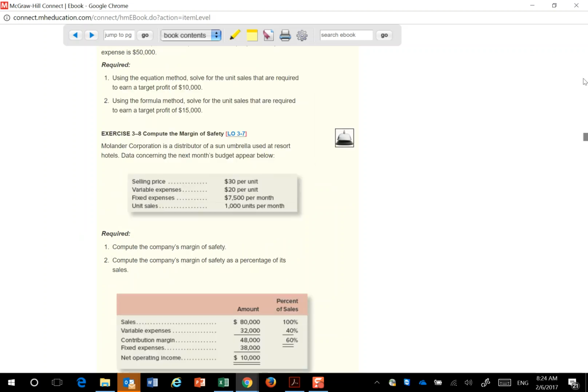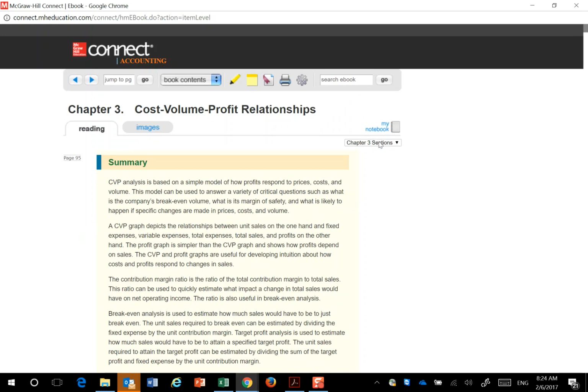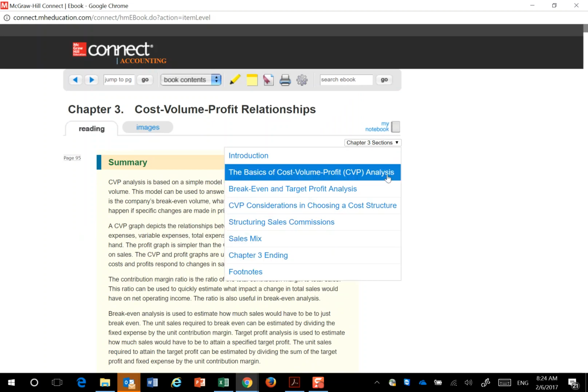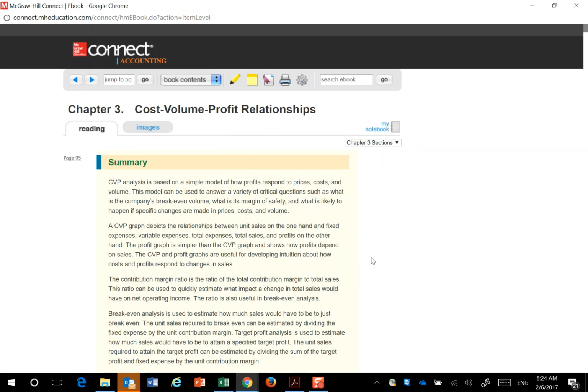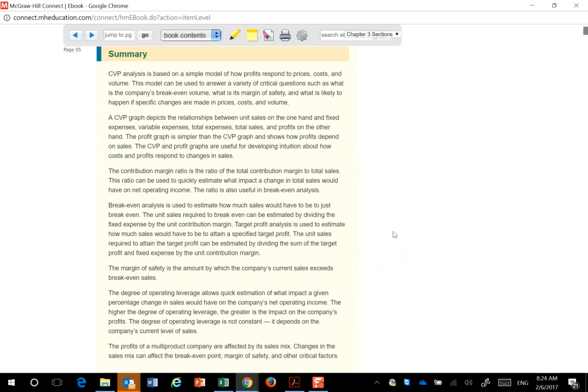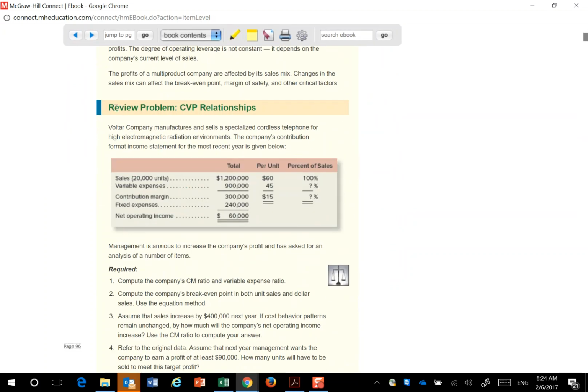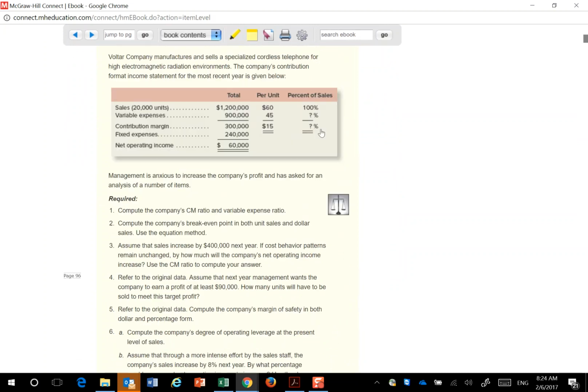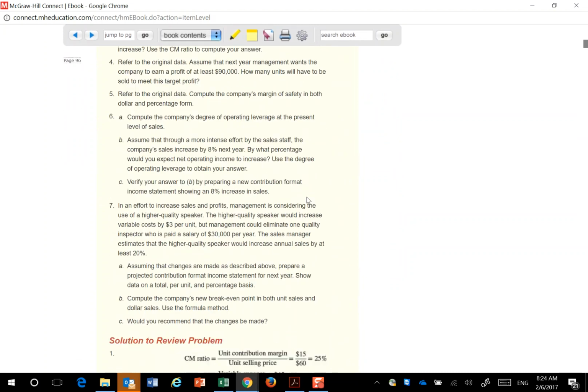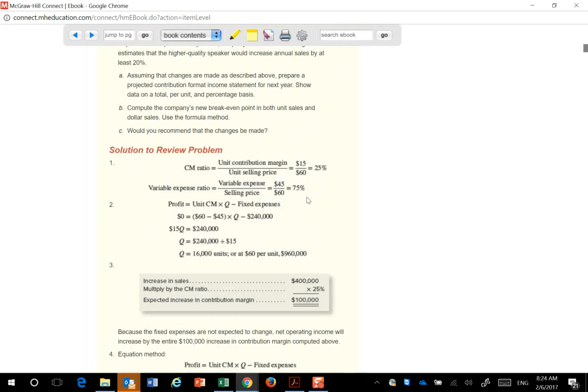Now, something else you might want to do is, again, at the Chapter 3 ending, and this is actually true for every single chapter, then what you can do is see that there's a review problem. And right after the review problem, this covers all of the learning objectives for the chapter, and then you'll also see that there are solutions to the review problem. So you can study those as well. And these are excellent reviews for you, and the answers are right there.